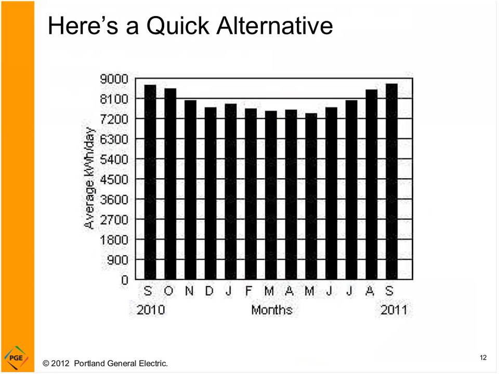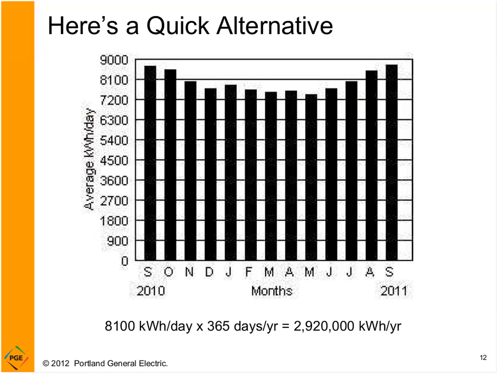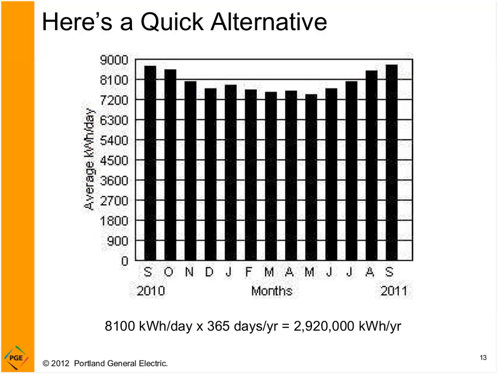If you draw a line where you feel like your average consumption is, I should step back and say that this graph is 13 months' worth of utility consumption for this meter. I've drawn a line here at what I call the rough average daily energy consumption. And so we're at 8,100. With some quick math, we can say that 8,100 times 365 days a year would give us 2.9 million kilowatt hours of energy consumption.